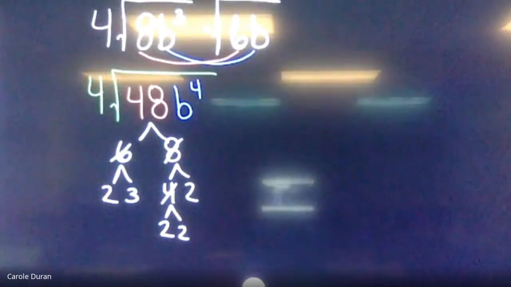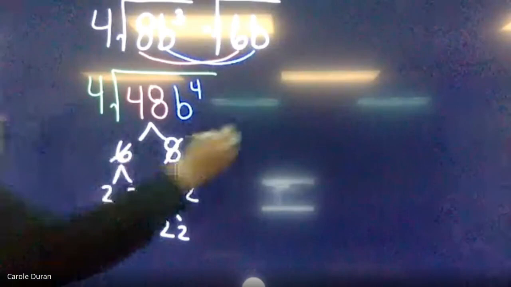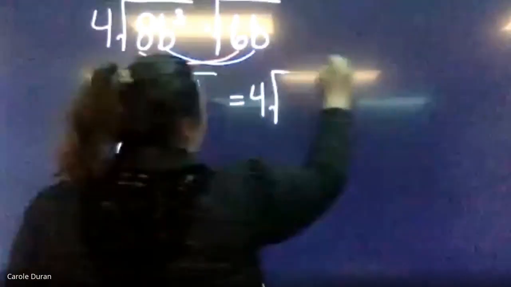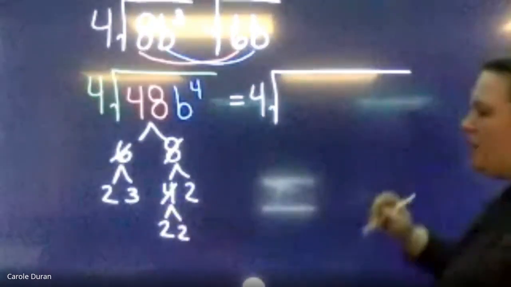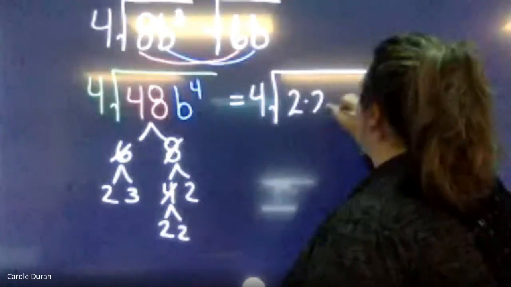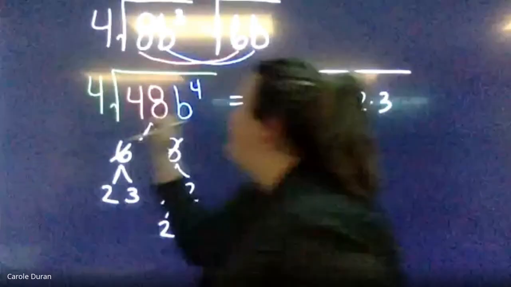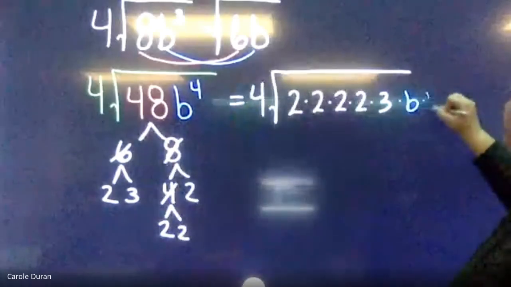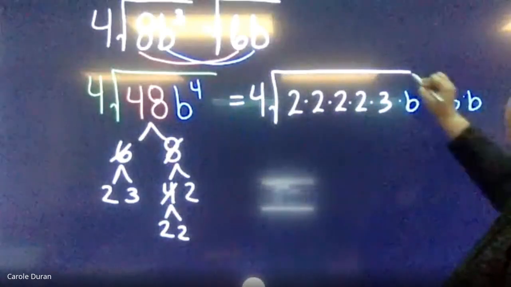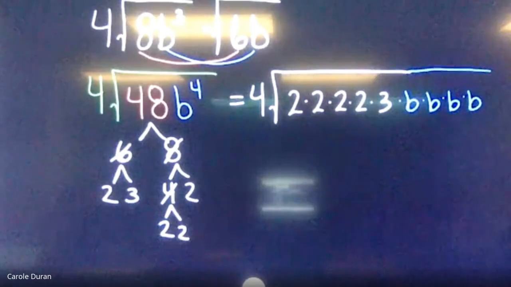At the same time, I'm also going to do my variables once I factor tree this out. So this becomes 4 times the square root of, I had 4 2s and 1 3. And then I also have 4 b's that I'm going to write down. That's a lot of b's. It is. Hopefully you're not allergic.